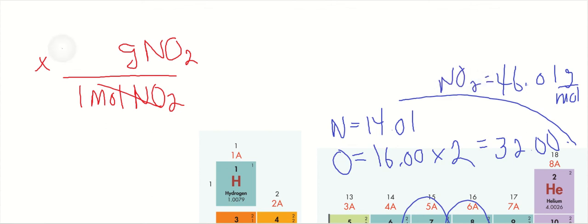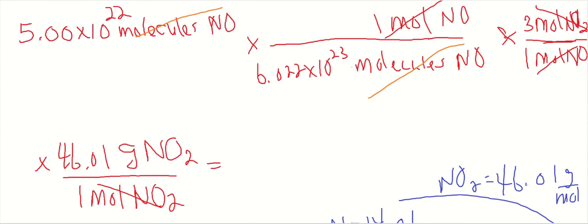All right, so let's put 46.01 grams, and we've completed our setup. I want to switch up the color here. Just got to punch these numbers in our calculator. 5 divided by 6.022 times 3 times 46.01. Yikes, big number. All right, so what I get is 115 if I round to 3 digits.